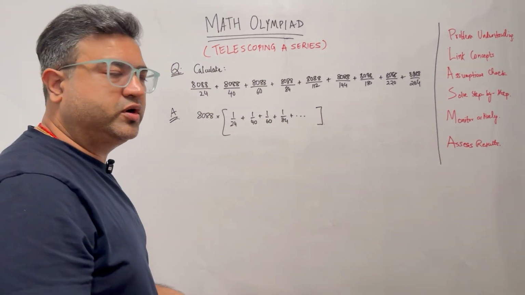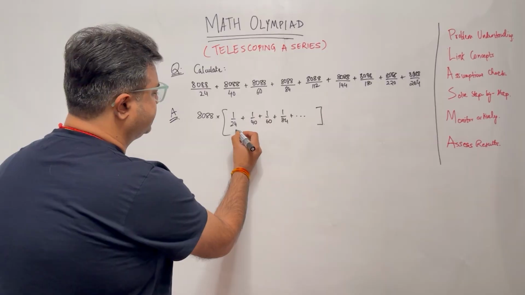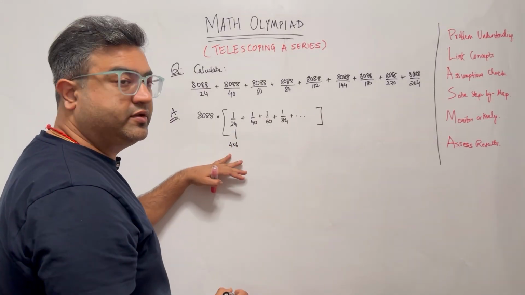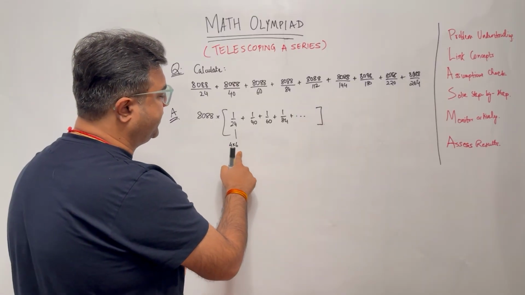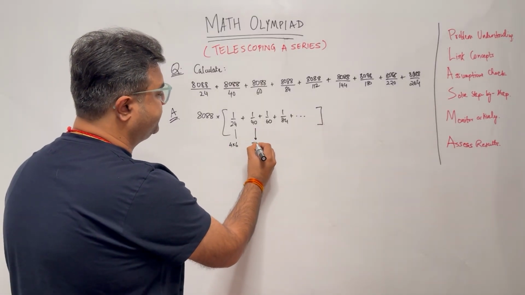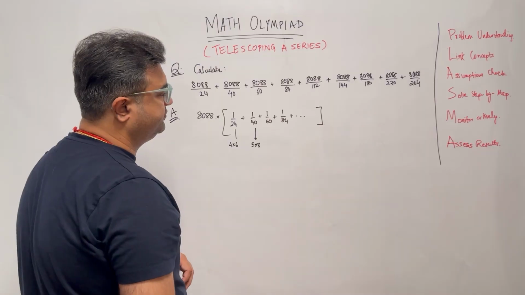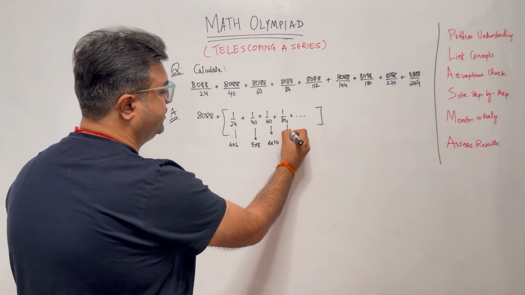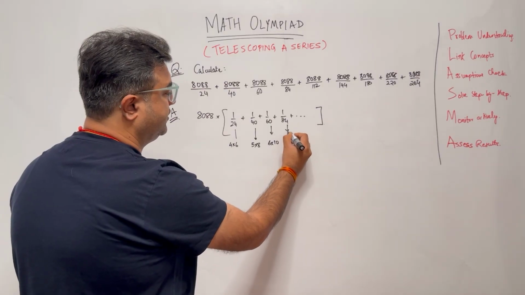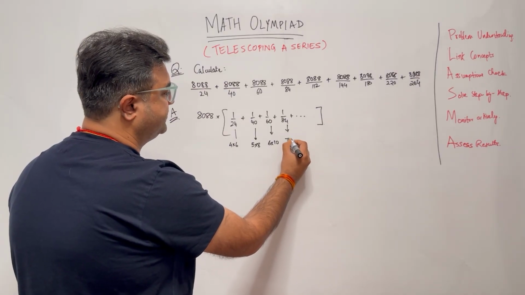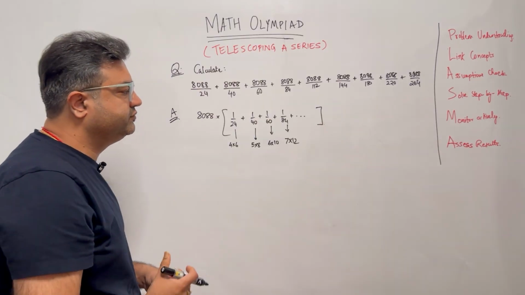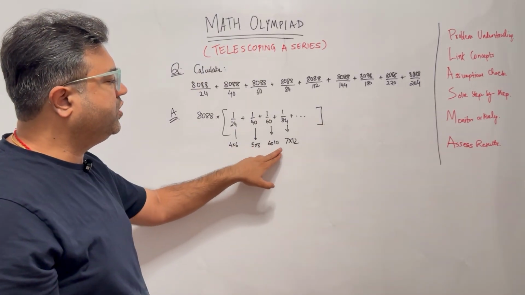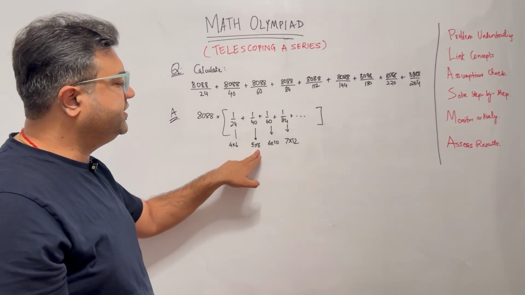Now what? What is this 24? This is actually 4 times 6. So there is a multiplication factor of 2 here. This is 5 times 8. This is 6 times 10. This is 7 times 12. So essentially what is happening is the left term is increasing by 1 and the right term is increasing by 2.